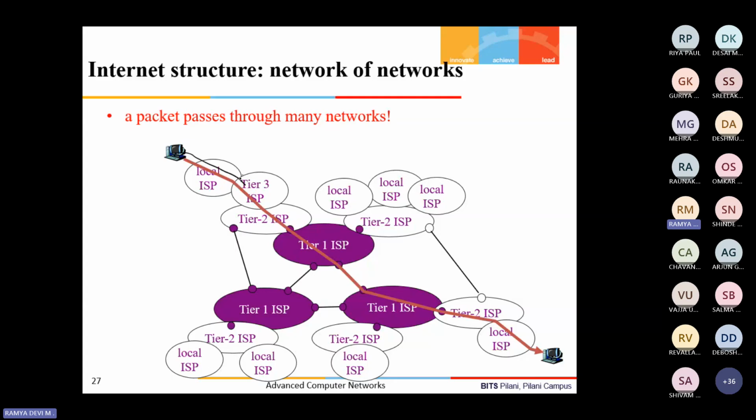From there, it will be handed over to tier 2. Then it will pass through the tier 1 ISP and reach the destination. Depending upon the route and destination network, it will be connected to different tier 1s and tier 2s. The routers are responsible for finding the destination address in the packet, and deciding where to forward the packet so that it reaches the destination.